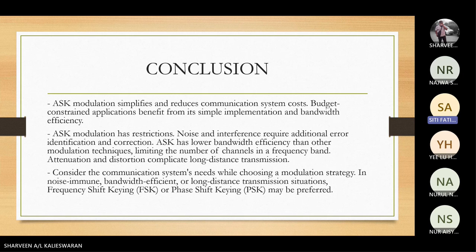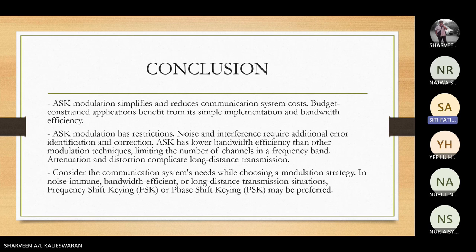ASK has lower bandwidth efficiency than other modulation techniques, limiting the number of channels in a frequency band. Attenuation and distortion complicate long-distance transmission. Consider the communication system needs while choosing a modulation strategy. In noise-immune, bandwidth-efficient, or long-distance transmission situations, frequency shift keying, FSK, or phase shift keying may be preferred.